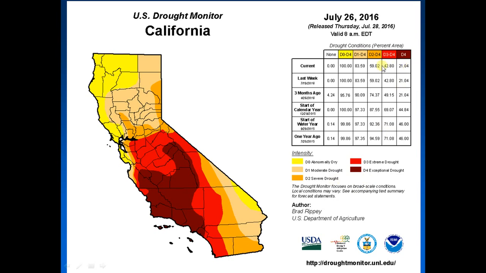So currently, a fifth of the state is in exceptional drought. 43% of the state is in either the worst 2 of 5 categories, extreme or exceptional drought. 59% of the state is in severe, extreme, or exceptional drought. And unfortunately, the entire state, 100% of California, is in some type of drought. Abnormally dry is kind of light drought, if you will. It's drier than normal.